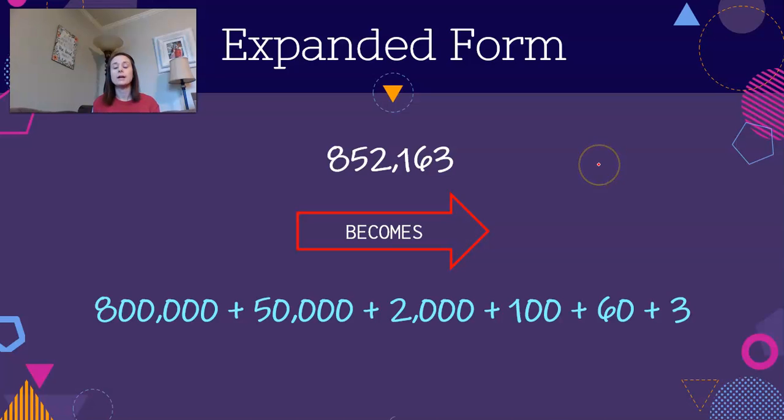This number would become 800,000 plus 50,000 plus 2,000 plus 100 plus 60 plus 3. Remember, I start with my number to the left, 8, and then I'm going to count how many digits are after that 8, which is 5, and that's how many zeros I'm going to add, plus my next number's 5. How many zeros to the right? 4. Or numbers to the right is 4, so I'm going to add 4 zeros, and I'm going to continue doing that till I get to my ones place value.